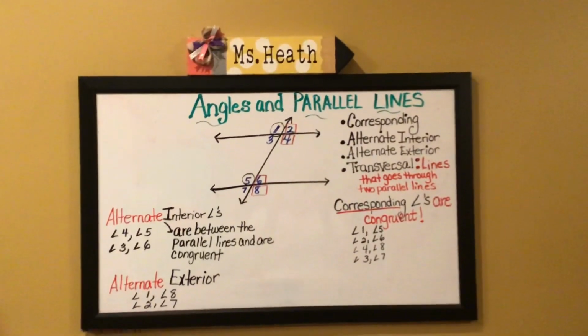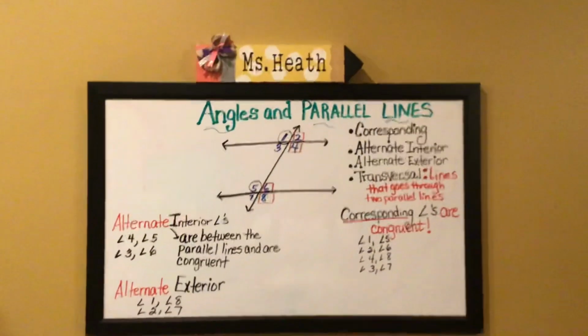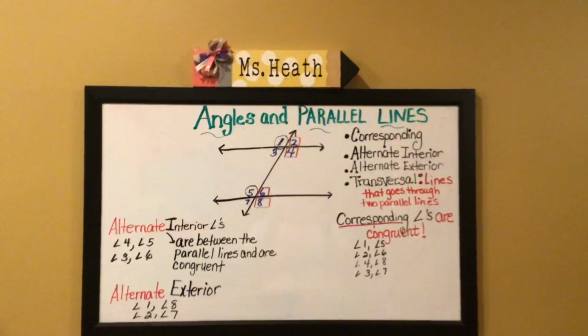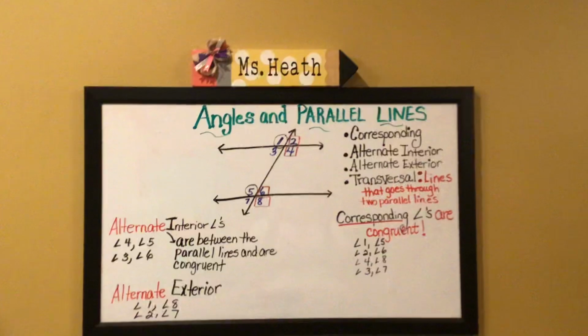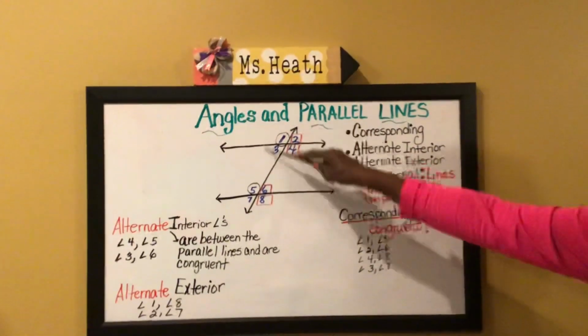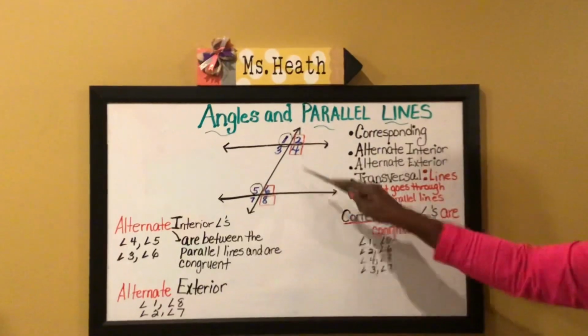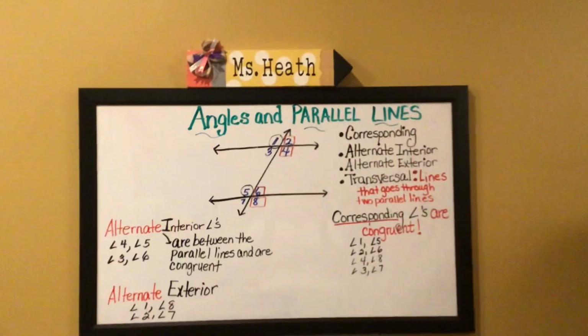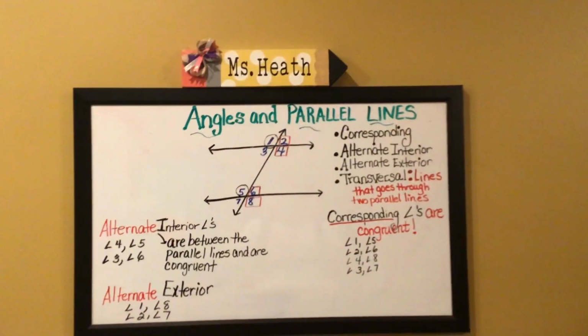So now we are going to talk about corresponding angles. Angles that are formed in the same spot in each of the groupings. Now this is what we call a grouping. These are grouped and these are grouped. But notice that they're in the same spot. Okay? So what do I mean when I say they're in the same spot?